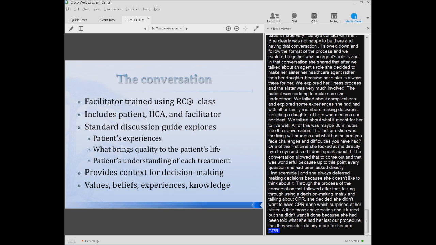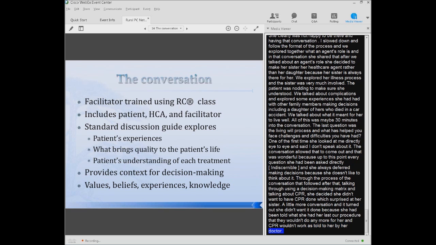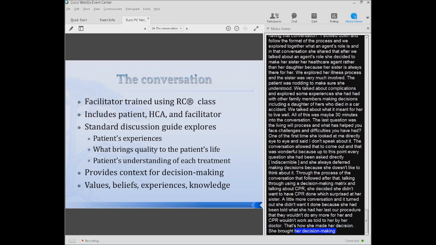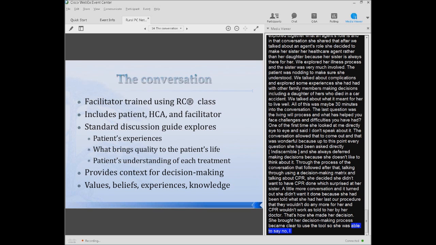That's how she made her decision, and her decision-making process became clear through using this tool, and so she was able to say, "No, I don't want CPR," by pointing to the doctor. That allowed us then, when we came to the ventilator and other discussions, to set it up with the doctor, to key in that the physician needed to be a part of it and how they needed to be a part of it.